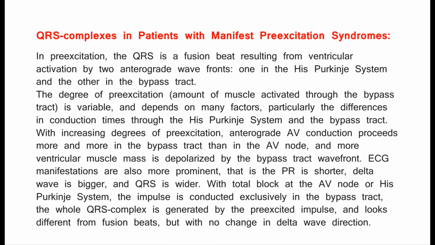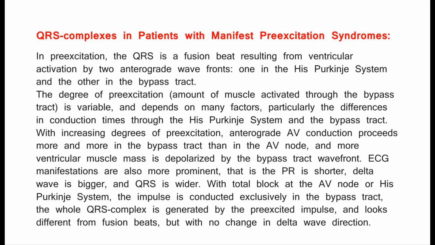In preexcitation, the QRS is a fusion beat resulting from ventricular activation by two anterograde wave fronts, one in the His-Purkinje system and the other in the bypass tract. The degree of preexcitation, the amount of muscle activated through the bypass tract, is variable, and depends on many factors, particularly the differences in conduction times through the His-Purkinje system and the bypass tract.